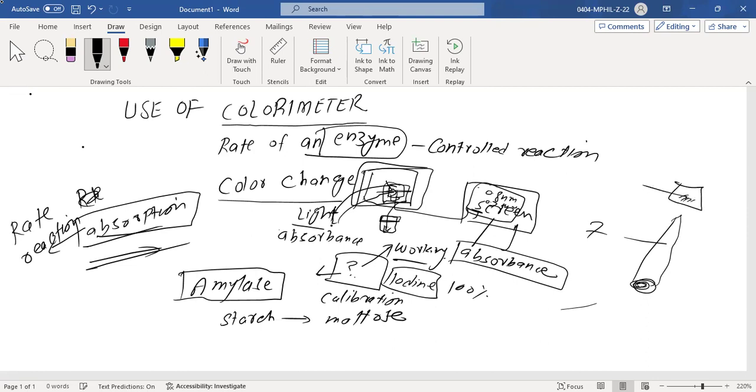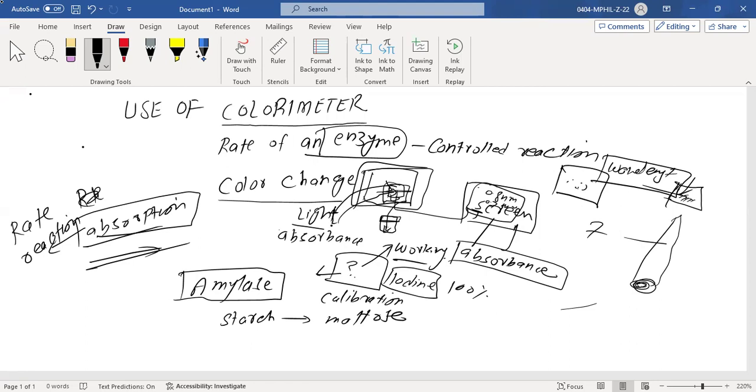We will check the wavelength of that light which is absorbed by this cup, this cuvette, which has the reacting solution in it. From there we will observe the reading which will come on the screen, and that will show us the rate of reaction right now. This was the concept about how we can measure the rate of enzyme action.